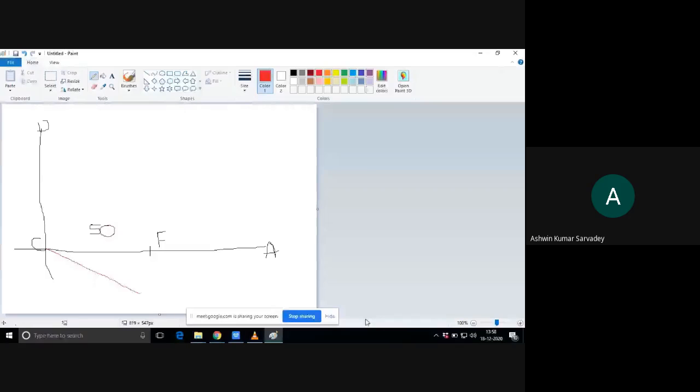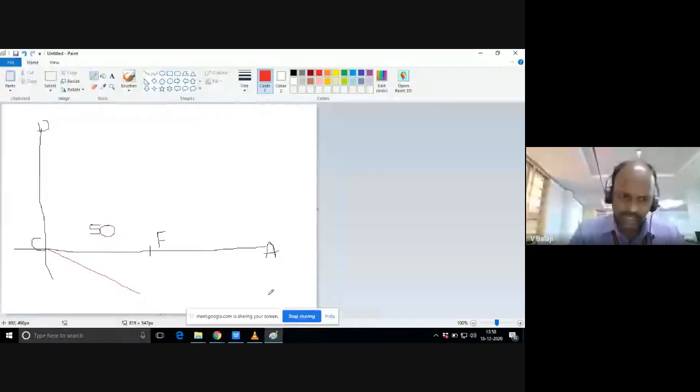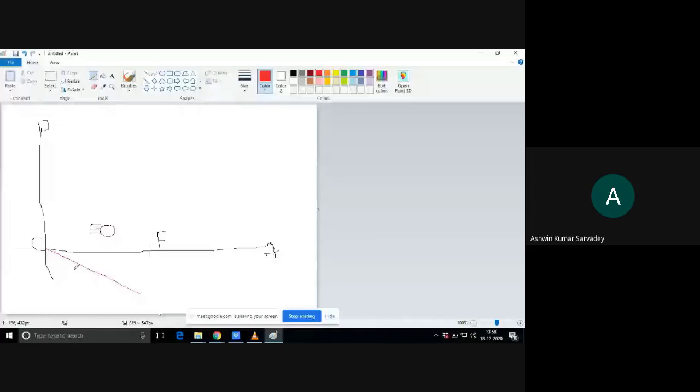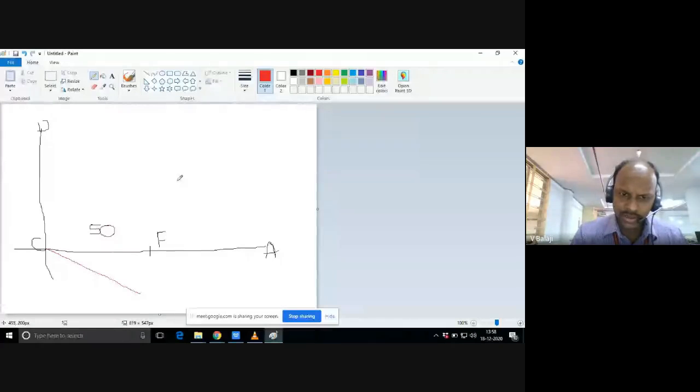Now tell me how many arcs I need to draw on the particular inclined line? 5. Because the ratio is 2 by 3, you have to add 2 plus 3. 5 parts. So how to draw the arcs?